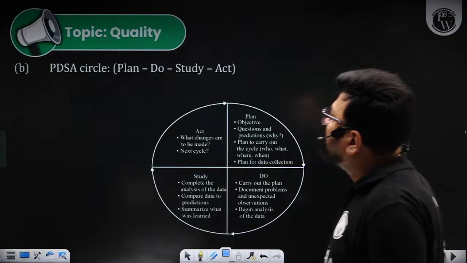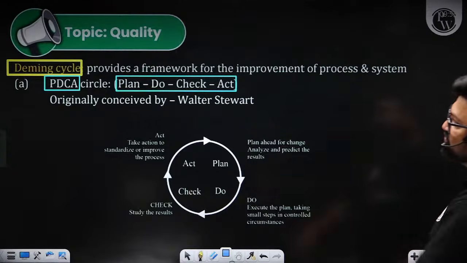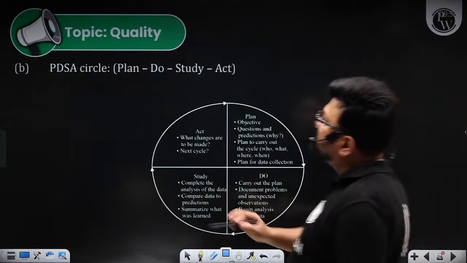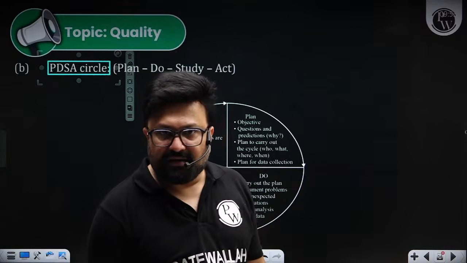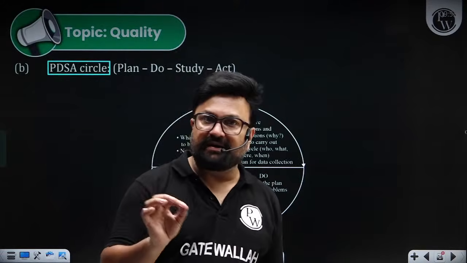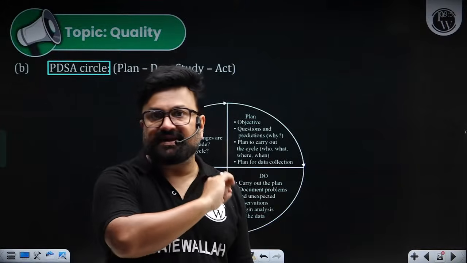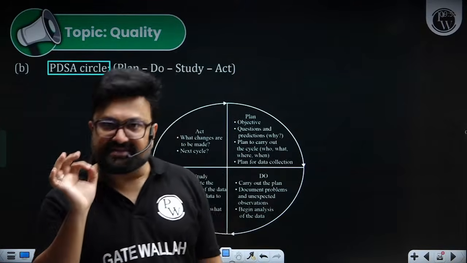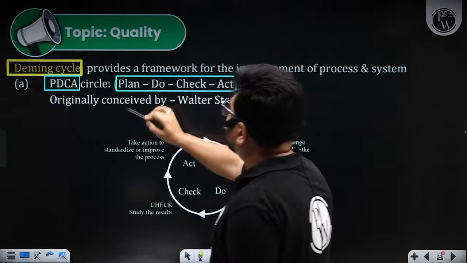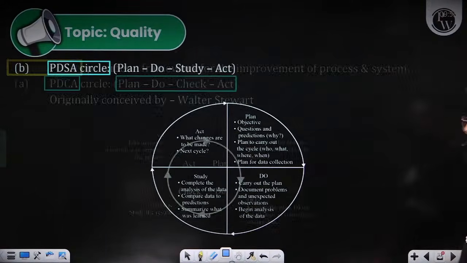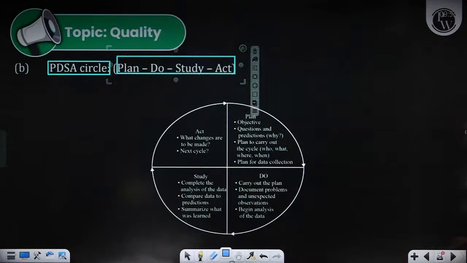The next is PDSA. Deming has two cycles: PDCA, and the next is PDSA. What is PDSA? P is plan, D is do. Now here, instead of C, there is S, that is study, and act. So remember PDSA and PDCA. PDCA is plan, do, check, act, and PDSA is plan, do, study, act.